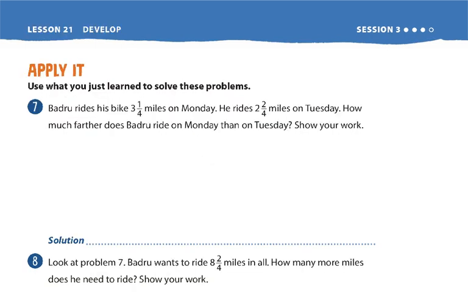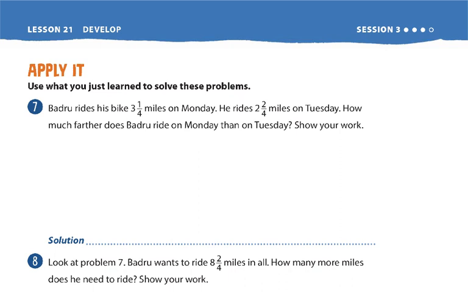Let's go to 7. Badru rides his bike 3 1/4 miles on Monday. He rides 2 2/4 miles on Tuesday. How much further does Badru ride on Monday than on Tuesday? We're comparing 2 days of riding.